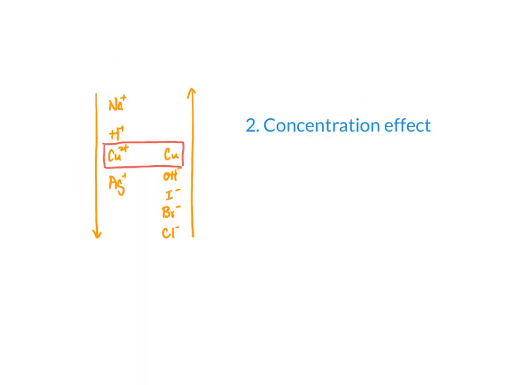Other than that, we're going to talk about the concentration effect. The second factor is the concentration effect. Do remember that when we deal with electrolysis, the electrolyte concentration is very important. Normally you'll see three of them: very dilute, or concentrated. Normally the very dilute one, we're referring to 0.1 to 0.5 M, things like that.